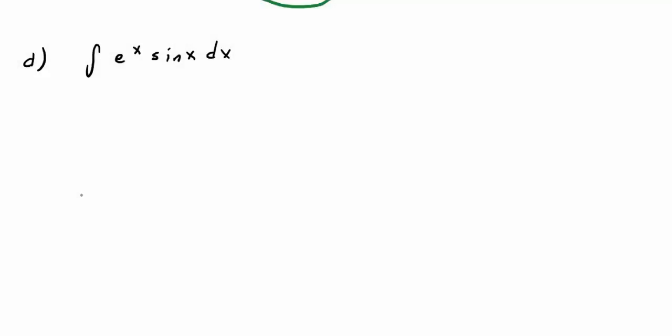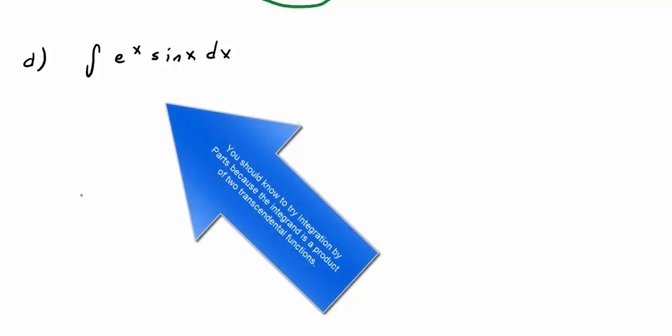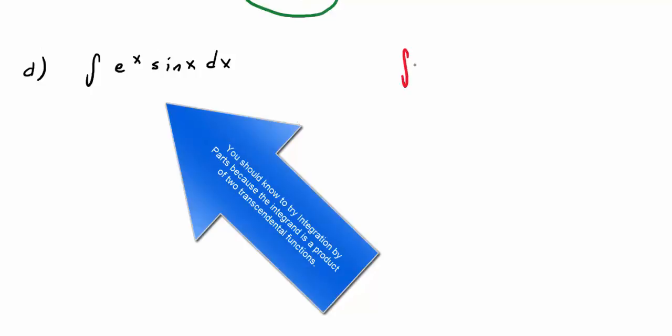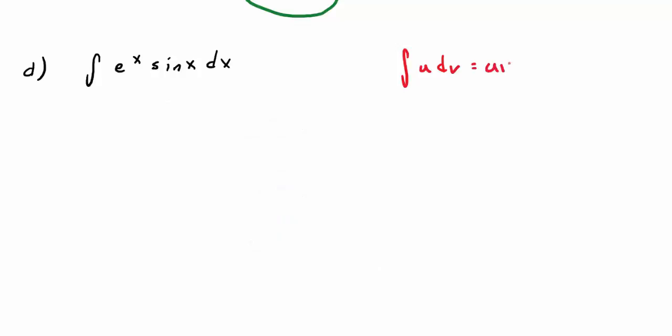Okay, guys, so in this last example, we're going to integrate e to the x sine x. Integration by parts should be, after a little practice, the first method you think of when you see this. So here's the formula: integral u dv is equal to u times v minus integral v du. And anytime you use this formula, you have to think to yourself, what do I want to call u, and what do I want to call dv?